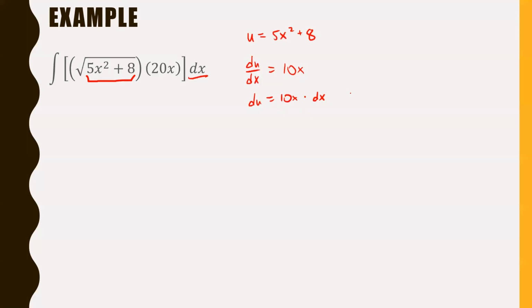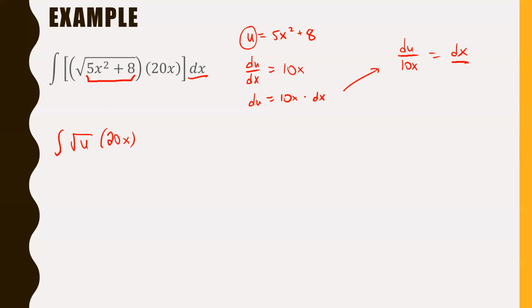And then, of course, divide by 10x on both sides. So this is going to give us du divided by 10x equals dx. So dx is what we substitute into here. We'll substitute our u that we came up with here into this right here, and we're good to go. So this is the integral of the square root of u multiplied by 20x.